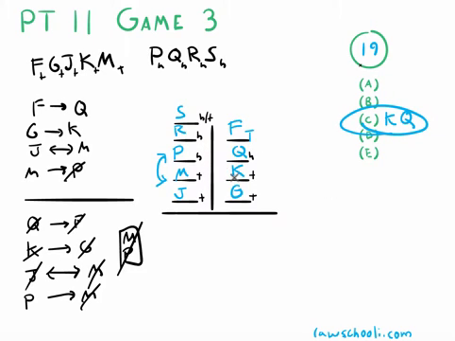Just start by putting them both out. They're asking who's a pair that at least one of them has to be in. So if they cannot both be out, we know at least one of them has to be in. Q and K cannot both be out, so that's the right answer we're looking for.